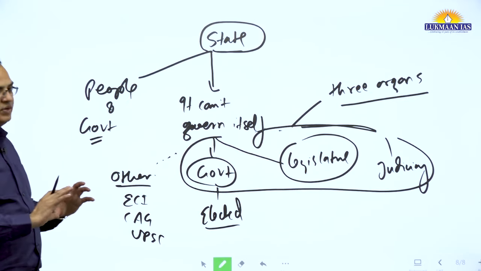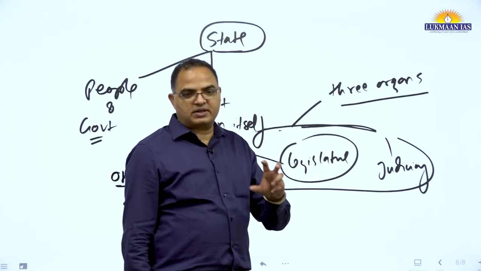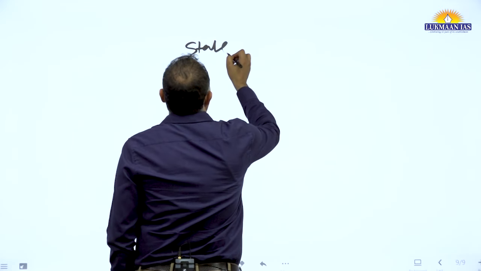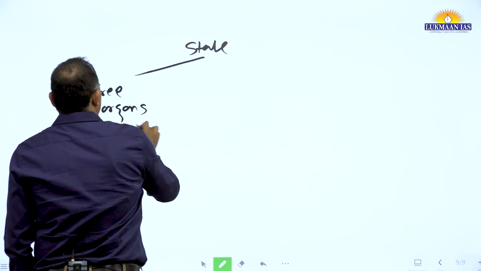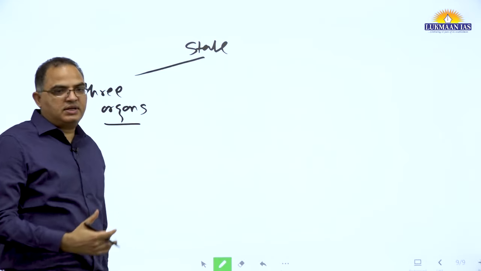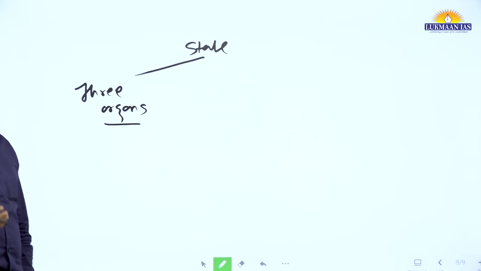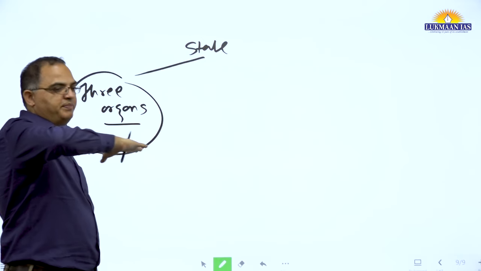Let's first try to understand what we are trying to say. So that is how a state has three organs. Now, the relation between the three organs will tell whether there is separation of power or not. Some states follow separation of powers. Some states do not follow separation of powers. But these organs are at the apex level.